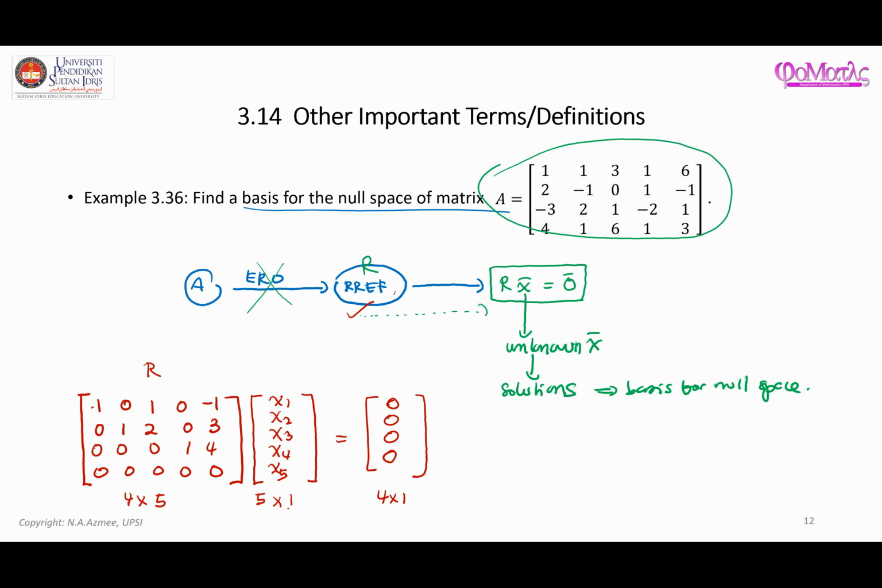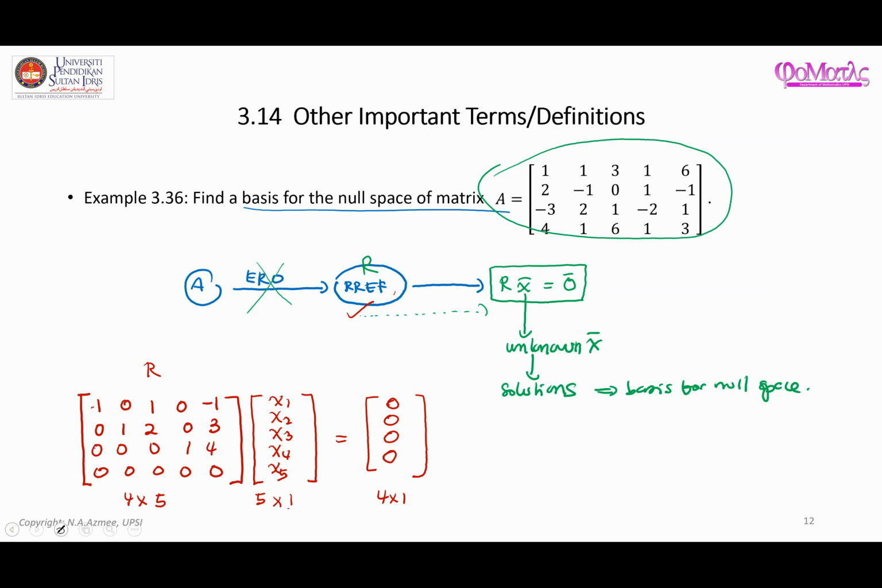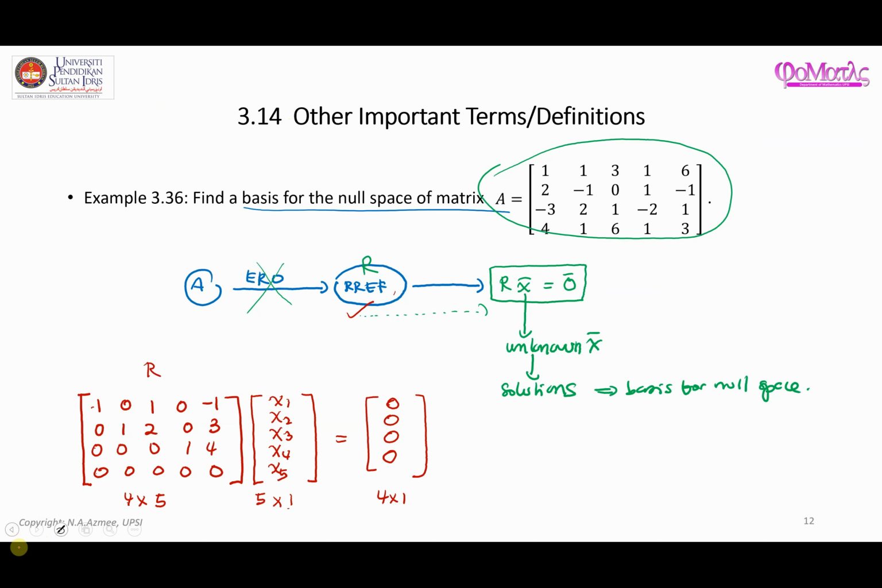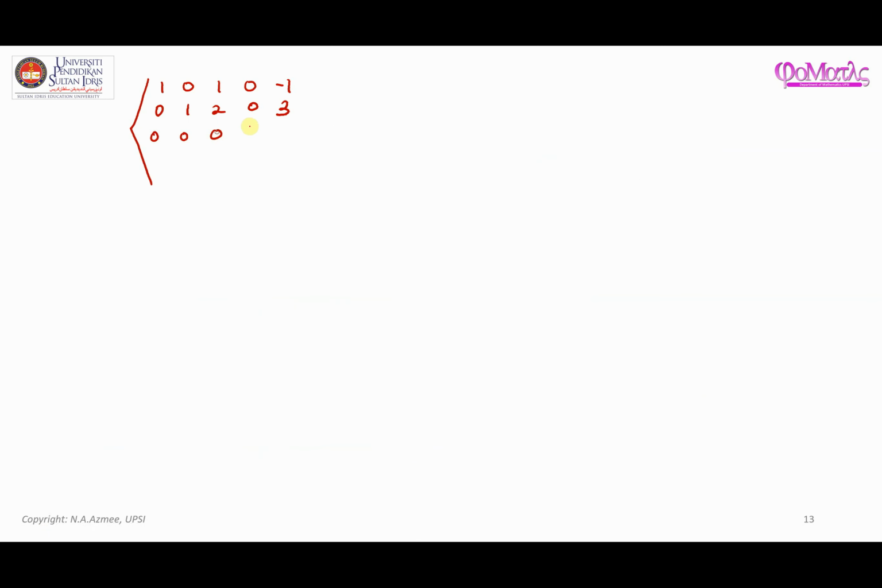And in order to solve for the unknown variables of x, we can apply the usual process, which is turning it into the augmented matrix. So the augmented matrix will look like this. We have 1, 0, 1, 0, negative 1, and then 0, 1, 2, 0, 3. And then we have 0, 0, 0, 1, 4. And everything here is 0. And right here is 0, 0, 0, 0.